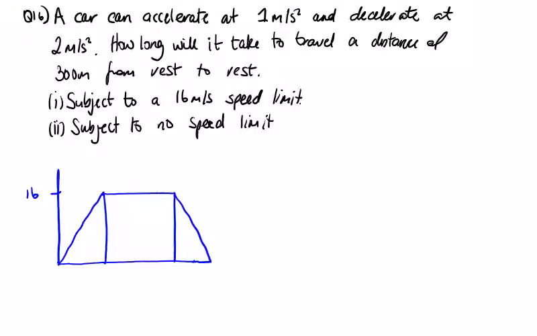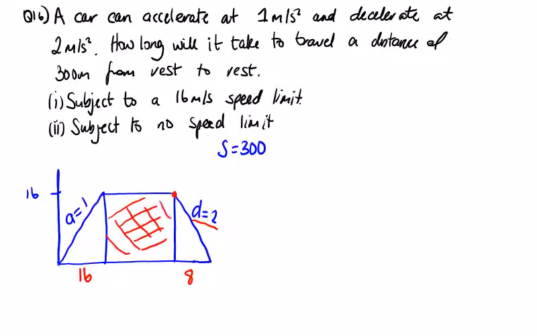And we have A is equal to 1 and deceleration is equal to 2, and my distance S is equal to 300. And you should at this point be able to put some numbers onto this diagram. If we can accelerate at 1 meter per second squared up to 16, it's going to take 16 seconds. And if we can decelerate at 2 meters per second squared and we're at 16 up here, it's going to take us 8 seconds. So we can get the distance traveled in both of these, and then this one will be the difference between what we have traveled and 300.